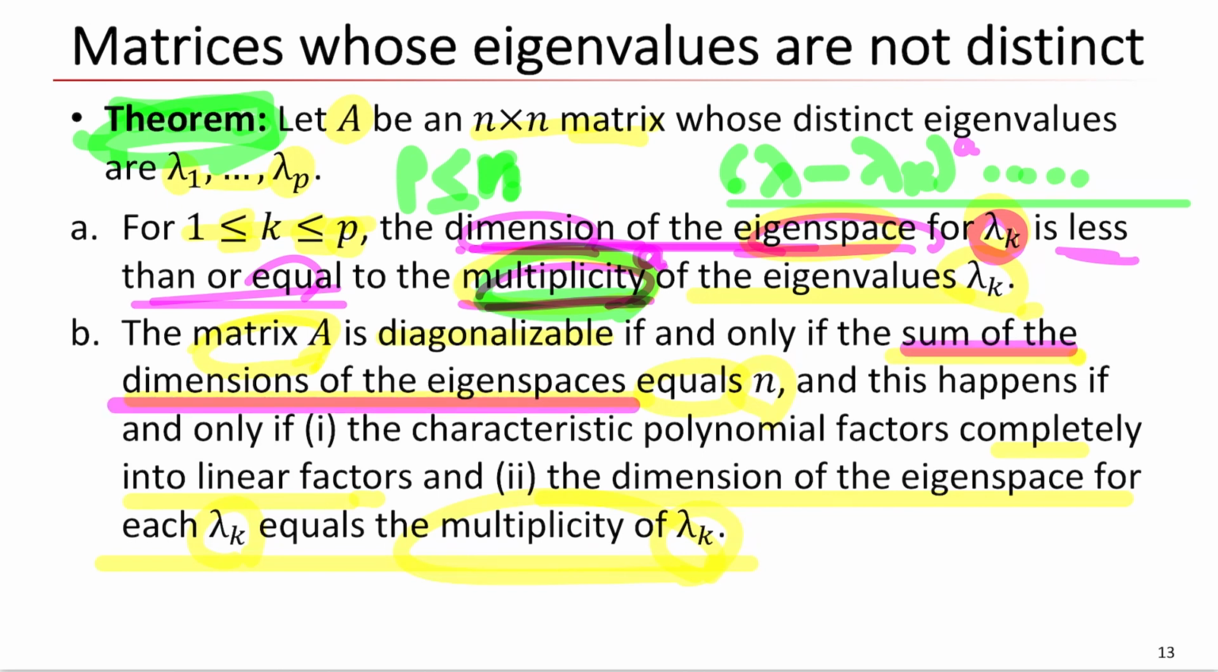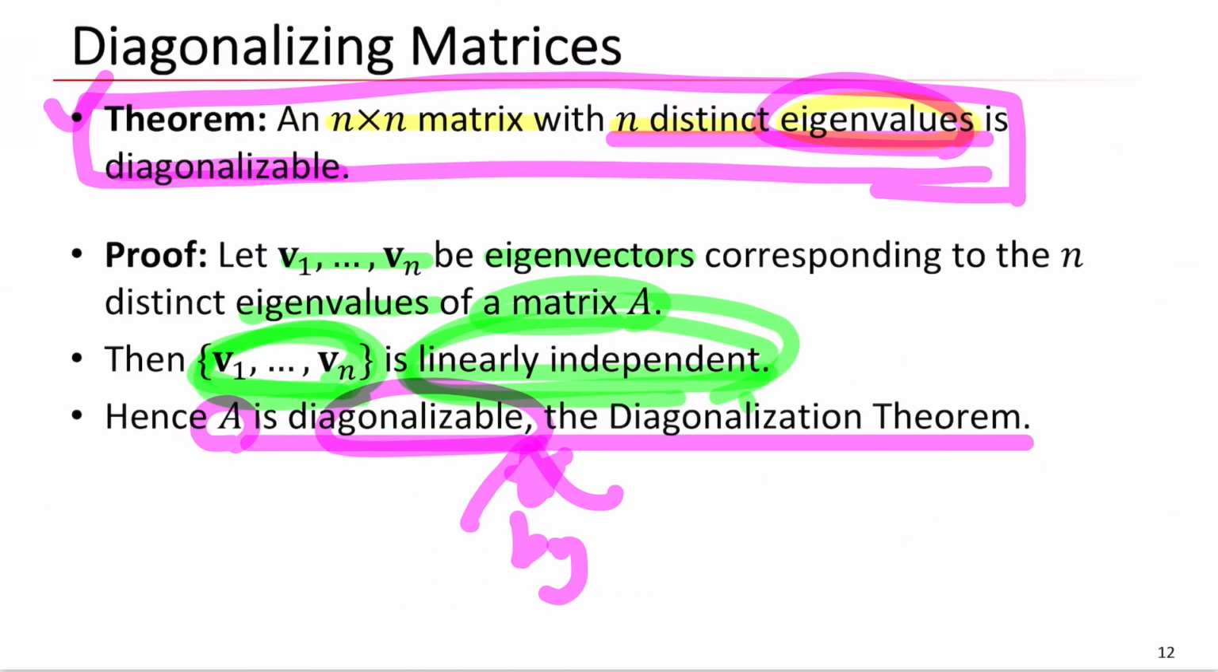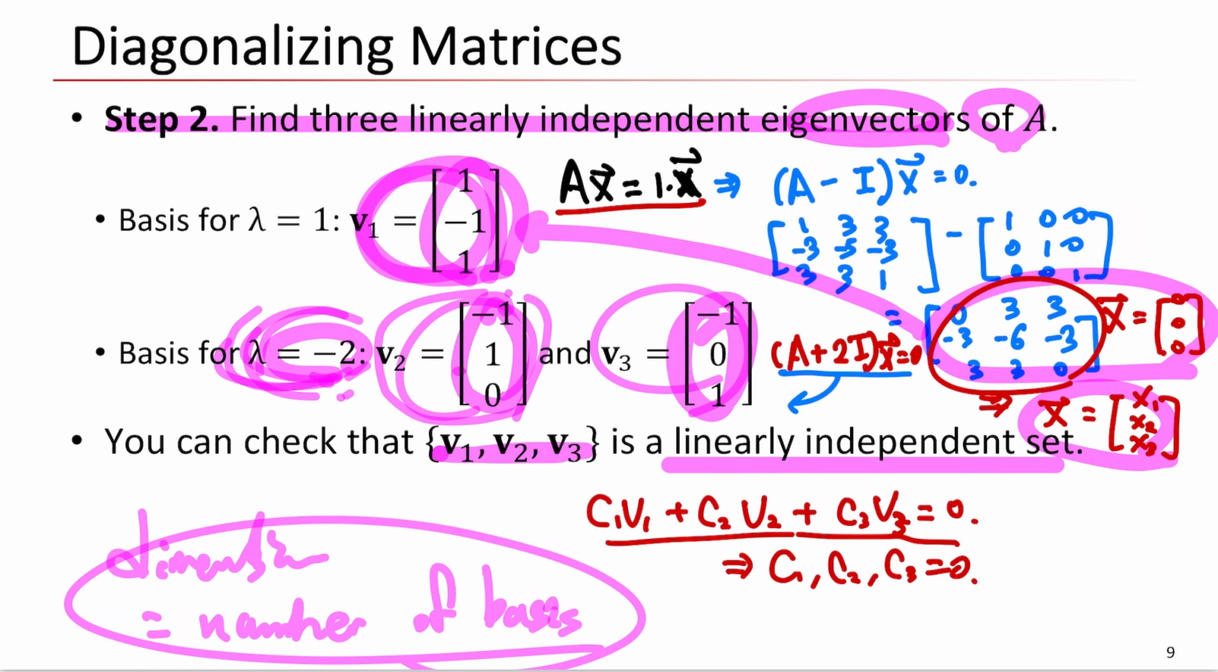The sum of the dimensions of the eigenspaces is equal to n. In this case, this is a basis for the eigenspace when lambda is equal to 1. These two vectors, v2 and v3, are the basis for the eigenspace when lambda is equal to -2. Then in this case, the number of basis vectors is equal to 3.